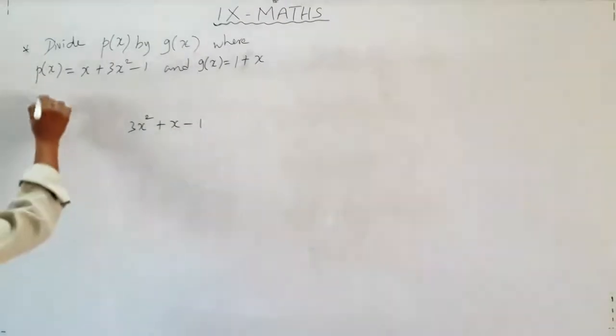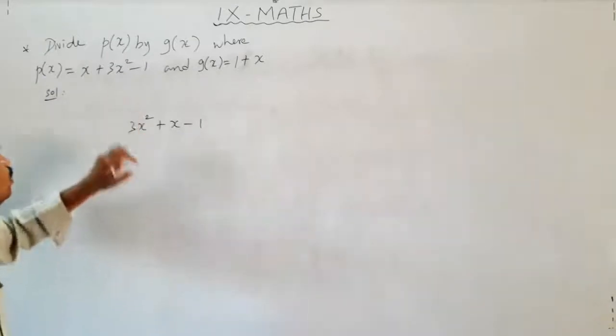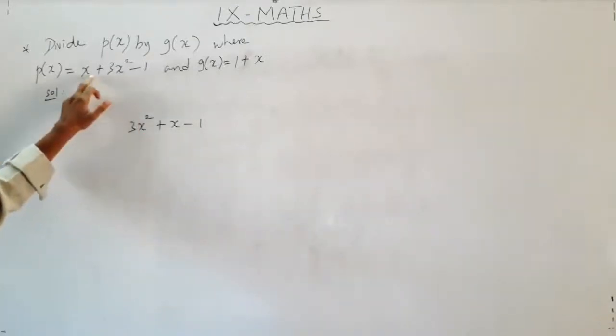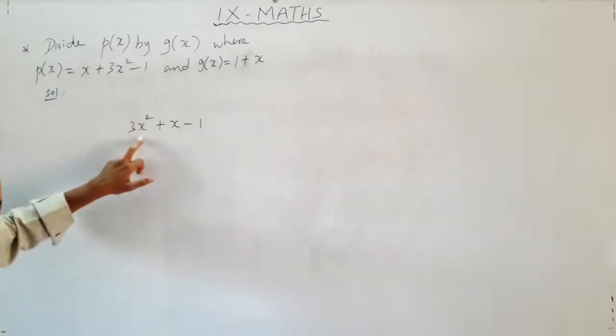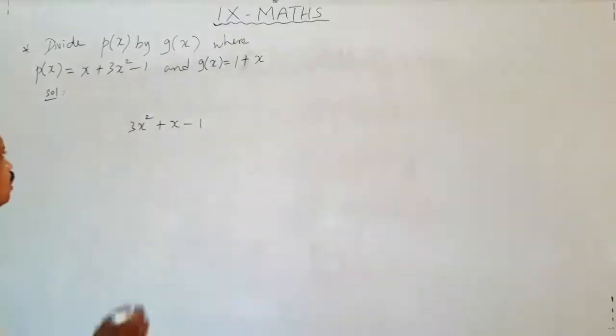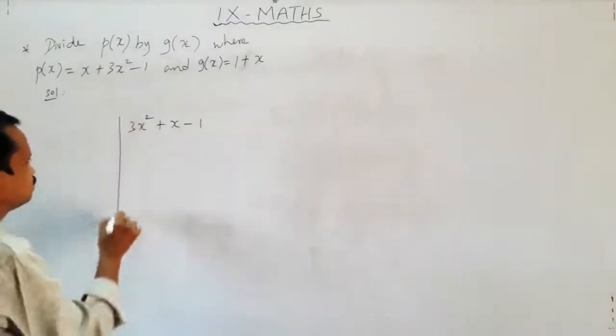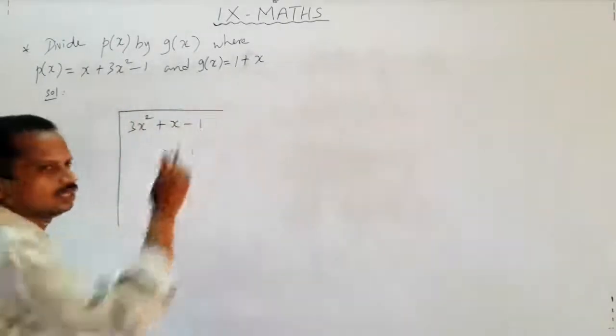You see what I am doing? The solution: P of x by g of x, we have to divide. Even though they have mixed the terms, not in alignment, you have to arrange them. It's our duty. So first the x square term, then the x term, and then the constant. Clear? And you have to draw a line and take the divisor.